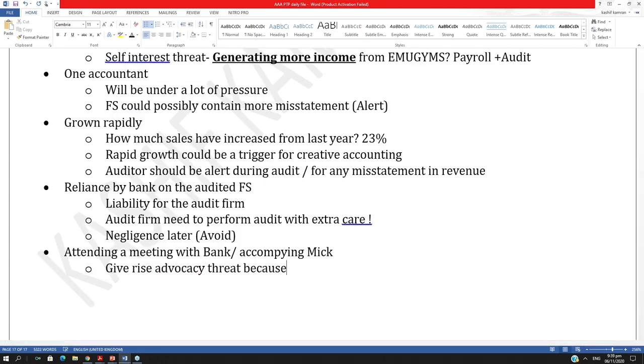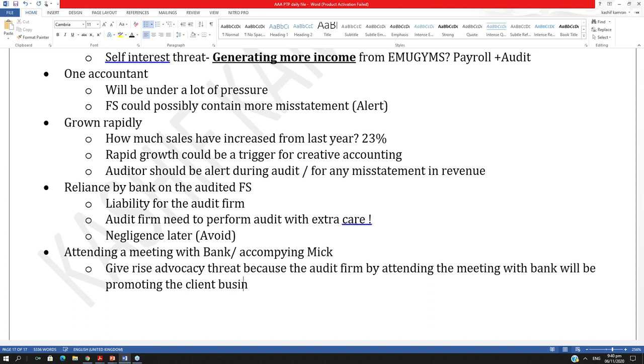Why? Justify. It gives rise to an advocacy threat because the audit firm, by attending the meeting with the client and the bank, will be promoting the client's business interest. If you attend the meeting, will that increase the prospects that the bank will offer the loan to Gyms? Do you believe your presence in the meeting will boost the chances that Gyms will get the loan, because the bank will be confident that the auditor is sitting with Mick? That means Mick's financial statement is good. So are you promoting the client's position? Promoting the client position, is it an advocacy threat?